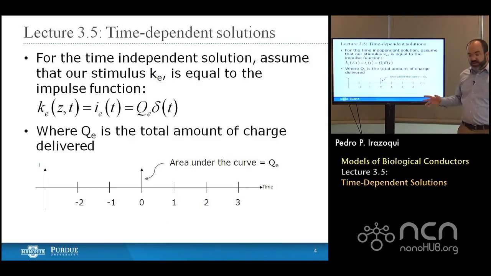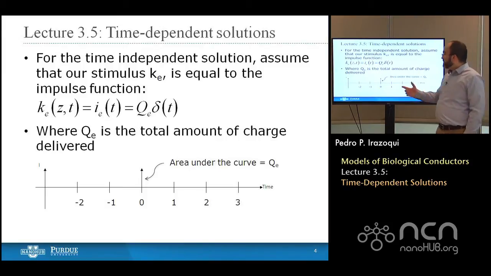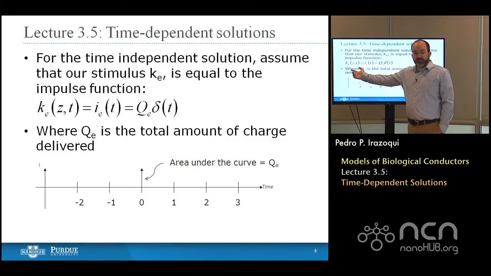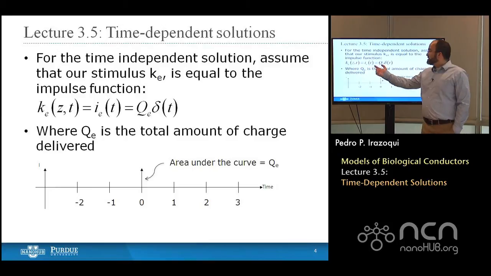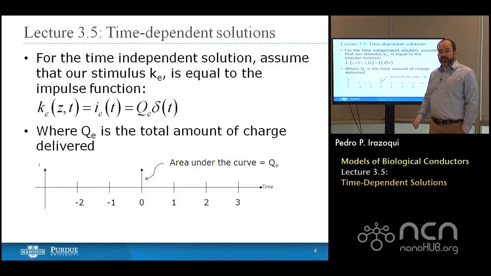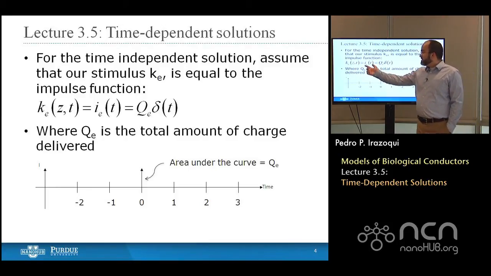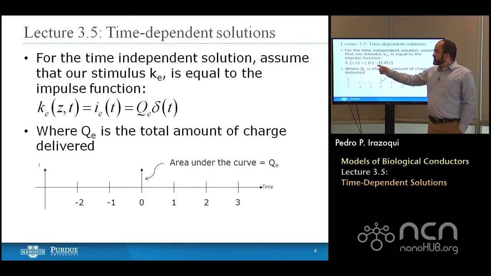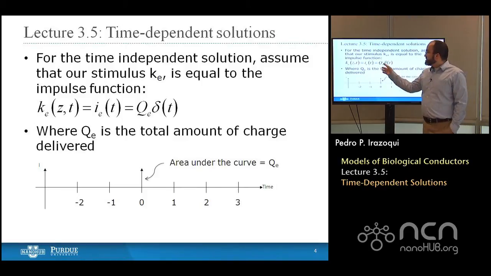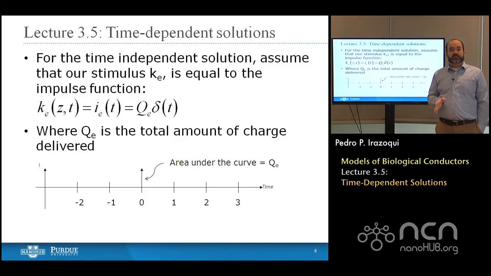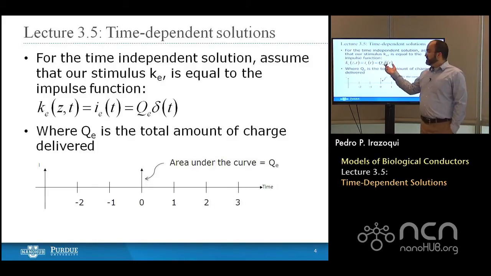So for the time-dependent solution, assume that our stimulus, Ke, is equal to the impulse function. So Ke, which we've been setting to 0 most of the time, we're now going to leave not 0. So Ke is going to be equal to some current, i.e. as a function of time, and that current is going to be equal to some amount of charge, Qe, a total charge that's going to be delivered, and that total charge is going to be delivered at an instant in time. All of it at an instant in time. And so the way we model that mathematically is using the impulse function delta t.